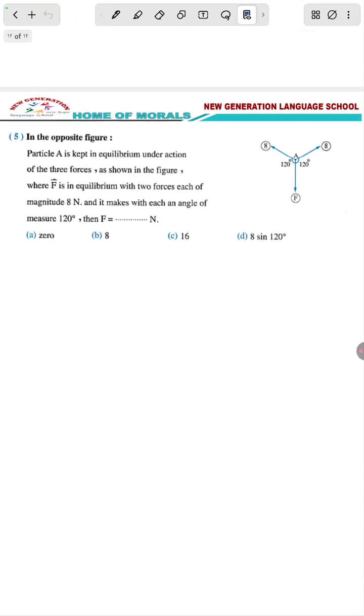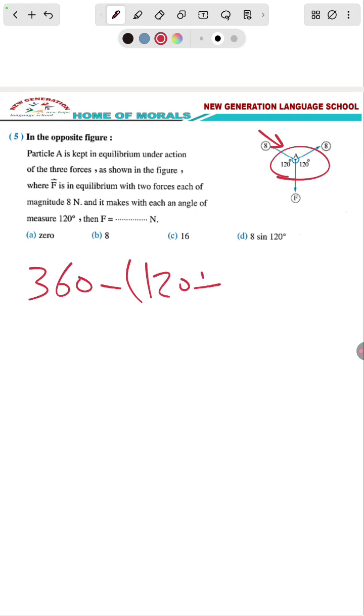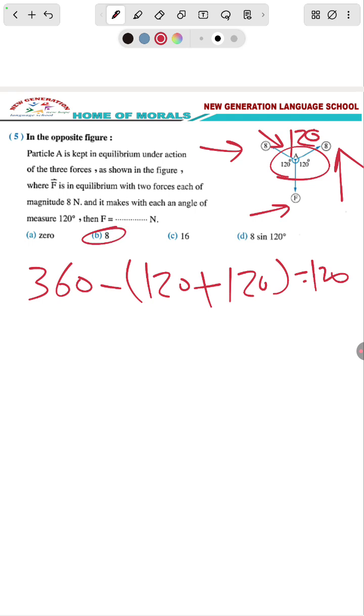Last one. Particle A is kept in equilibrium under the action of the three forces as shown in the figure, where F is in equilibrium with two forces each of magnitude 8 Newton. Each makes with F an angle of measure 120. Then F equals what? I have three angles, the sum of them equals 360, so the measure of the last angle equals 360 minus 120 plus 120, which equals 120. So the three angles are equal, so the three forces will also be equal, so F equals 8. And thanks for listening.